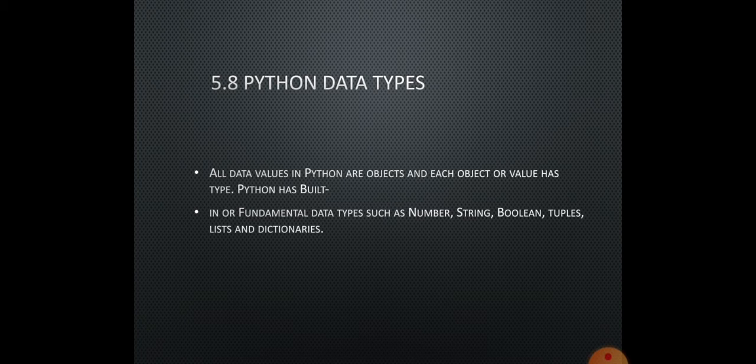Now you can see all data values in Python are objects. In Python all the values are considered as objects, and each and every object or value has a type. Python has built-in or fundamental data types such as numbers, string, Boolean, tuples, list, and dictionaries. So what are the fundamental data types available in Python? Number, string, Boolean, tuples, list, and dictionaries. Totally 6 fundamental data types are available.